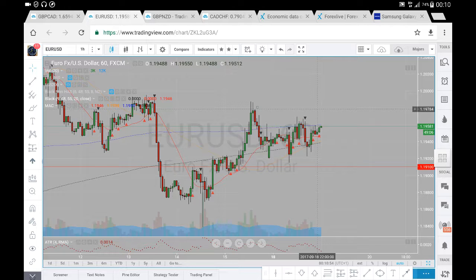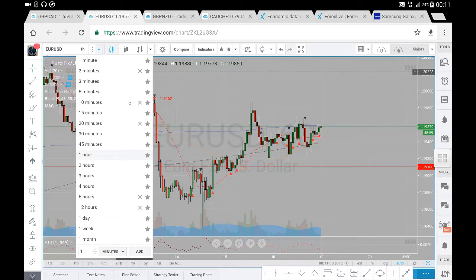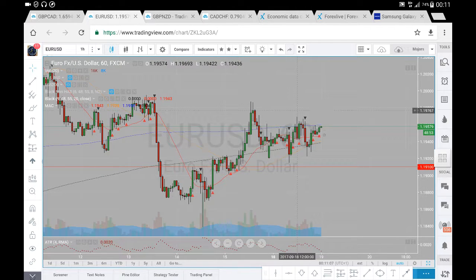And yeah, so that's it for euro dollar. Looking for possibly longs, also being aware of the fundamentals that might affect it. But yeah, looking for long positions on the euro dollar.